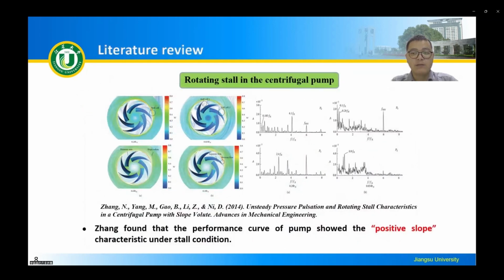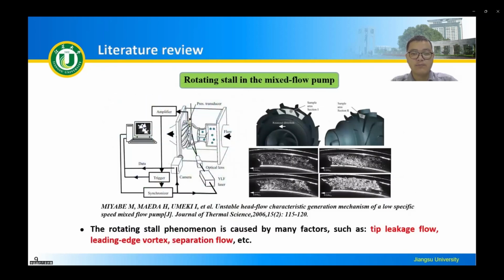A number of scholars have investigated rotating stall, such as Zhang, who found that the performance curve of the pump shows the positive slope characteristic under stall condition. And according to Miyabi, the rotating stall phenomenon is caused by many factors such as tip leakage flow, leading edge vortex, separation flow, etc.